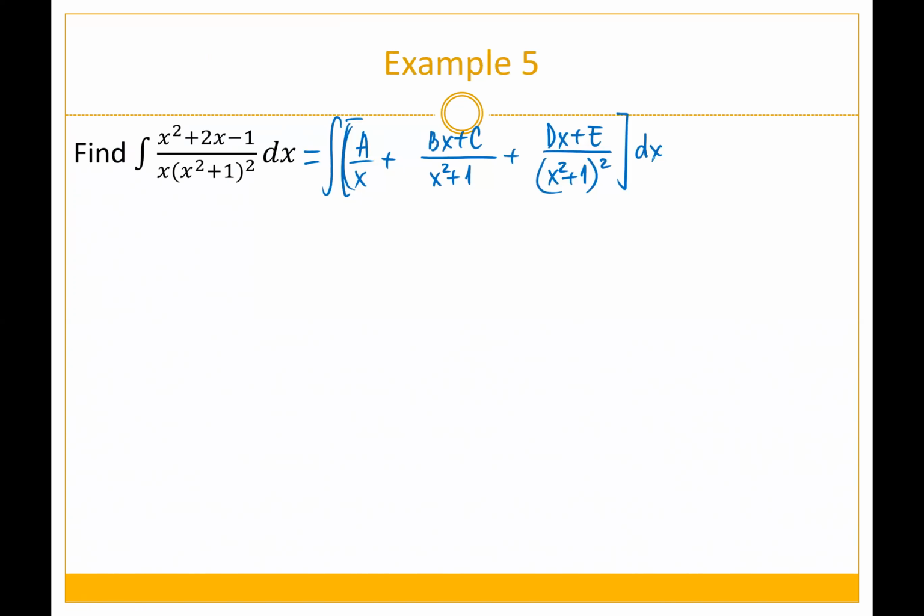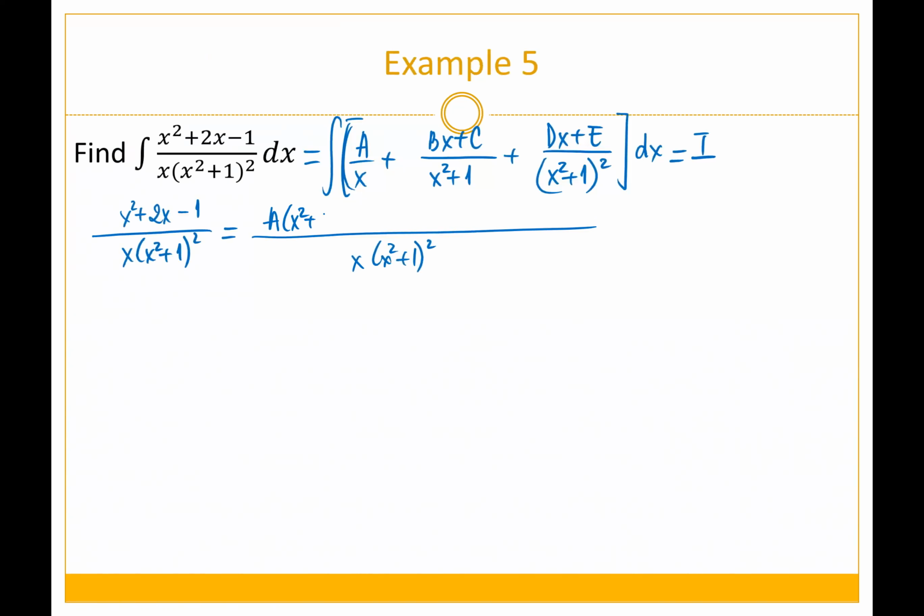And now again, I'm going to ignore the integral sign and the dx, and I'm just going to focus on the algebra. So you have x squared plus 2x minus 1 divided by (x squared plus 1) squared. So I'm going to put them over the same denominator, (x squared plus 1) squared. With the denominator x, you need to multiply by (x squared plus 1) squared. Then you have Bx plus C, multiplied by x squared plus 1. And then Dx plus E is just multiplied by x.